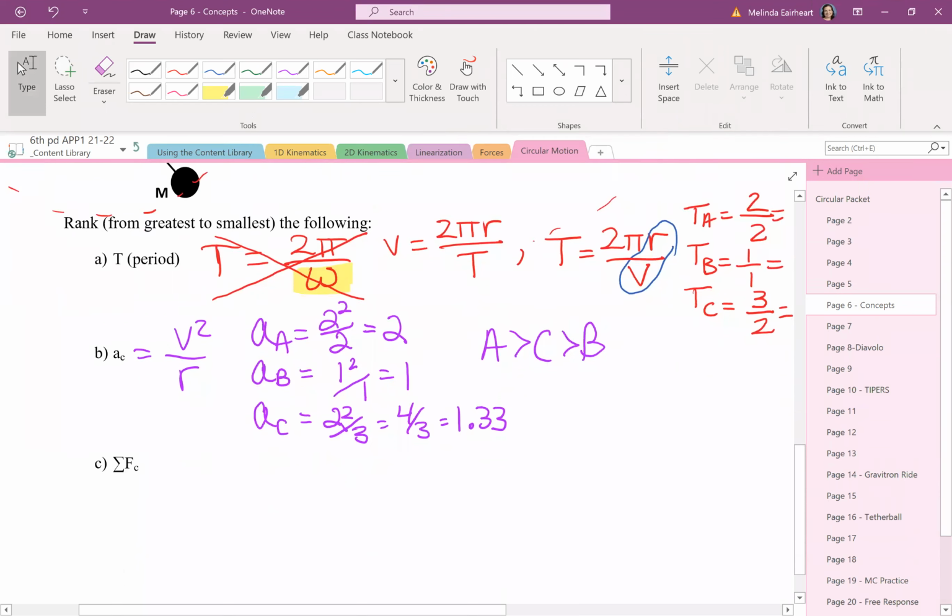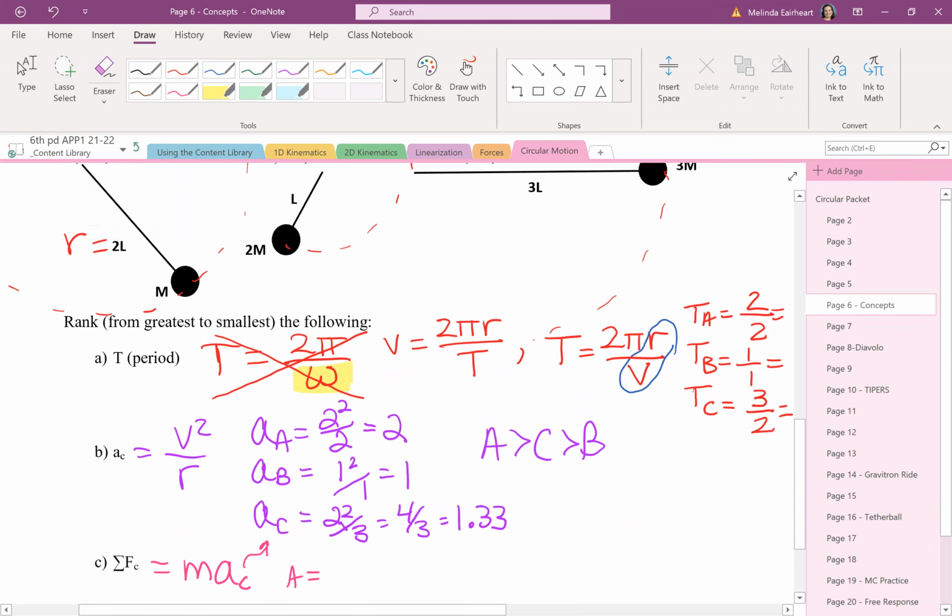F net C. F net equals MA C, which we just found. And if they all had equal mass, then it would be the exact same ranking. Do they have equal mass? No. And so I'm going to use the numbers that we had from above and then use the mass factor value in the given. And so the net force of A would be what?